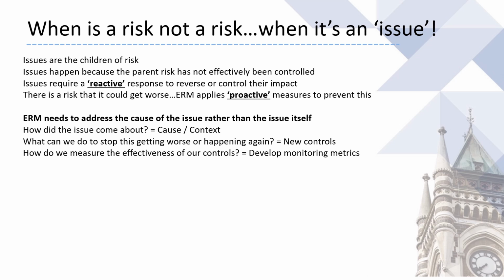Enterprise risk management is interested in the cause and the context of the issue rather than managing the issue. The issue has already happened and that should be managed locally. But from a risk management perspective, we need to find out why that issue came about and what can we do to stop it happening in the future, and indeed what controls can we implement to stop it getting worse now.